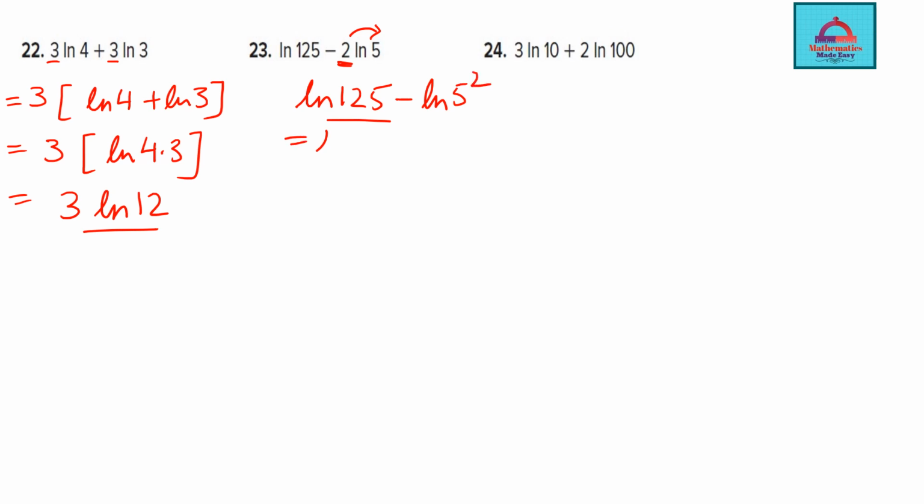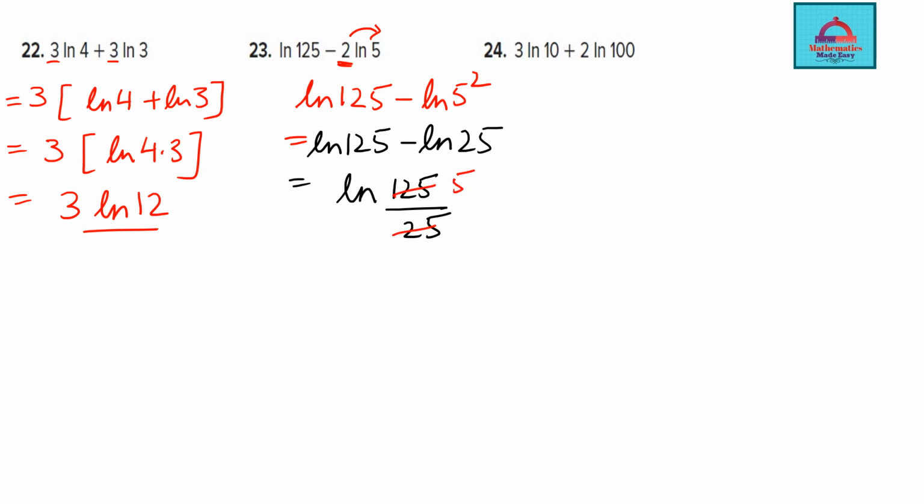I will just write it in a better way. So this is going to be ln 125 minus ln 25. Now subtraction is there, we can convert to division. So ln 125 divided by 25. So it cancels, 25 5s are 125. So the final answer is ln 5.